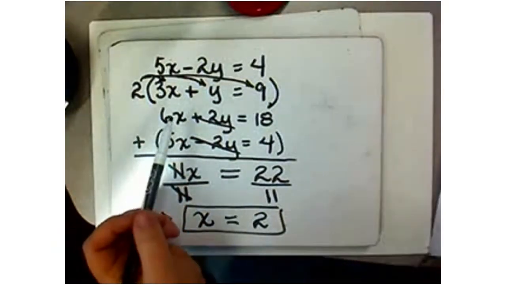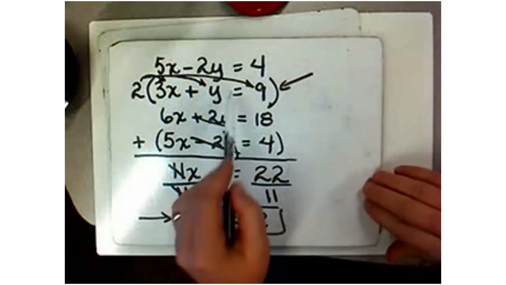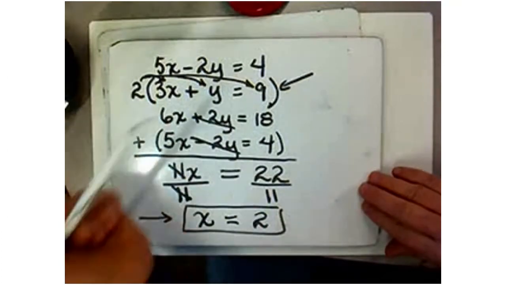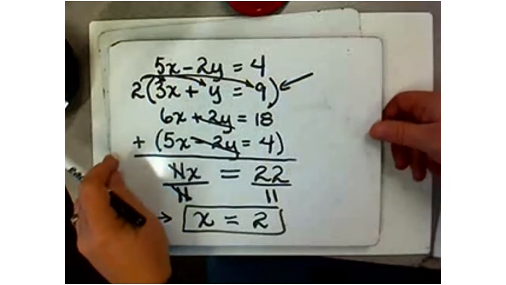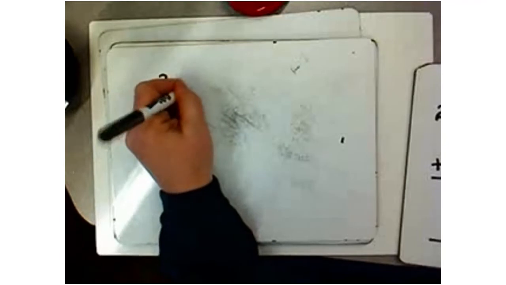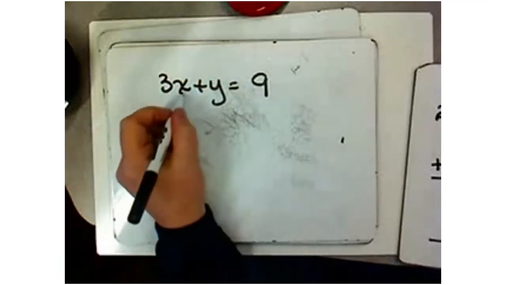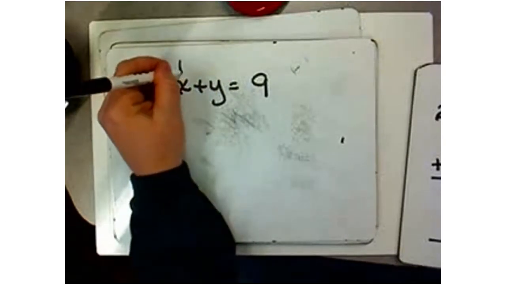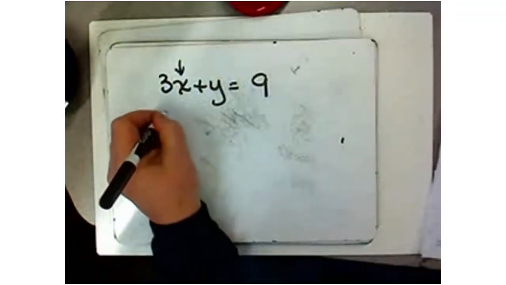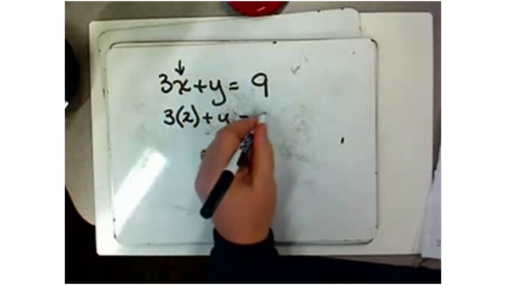So if you want to think smarter, the easier one to do is that second one, because notice nothing's going on with the y. So if we just plug the 2 in for the x, we're going to be able to solve for y pretty quickly. So let's go ahead and do that. Let's take the 3x plus y equals 9 and plug in that 2 for our x value, right? That x equals 2 that you just worked really hard to get. We're going to plug that in. We're going to say 3 times 2 plus y equals 9.